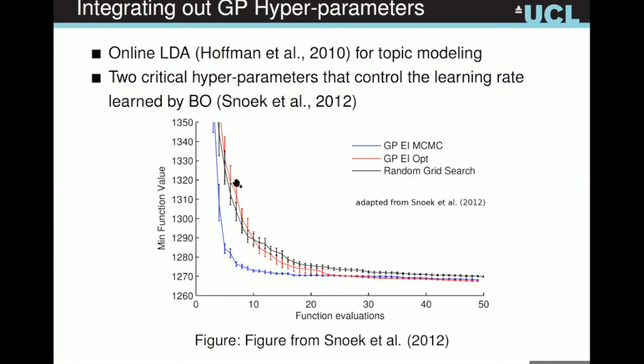Again, they did run a few experiments with the example of online LDA, so this topic modeling that we had as a motivating example early on. And they looked at 2 critical hyperparameters that control the learning rate. And these hyperparameters are now learned by Bayesian optimization.